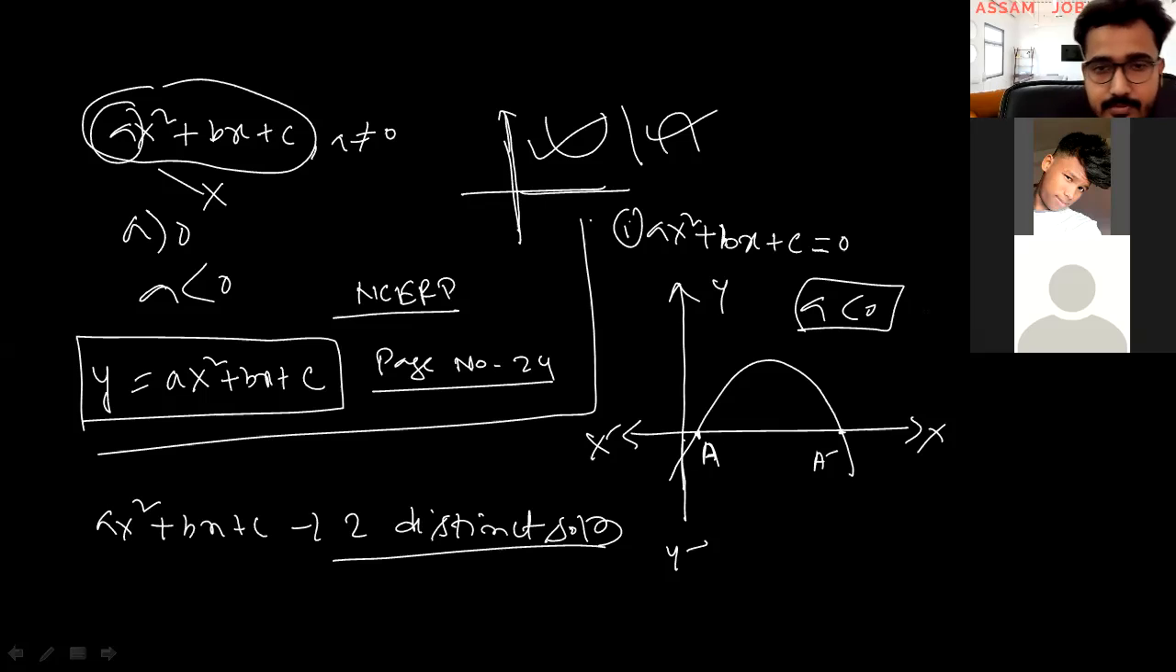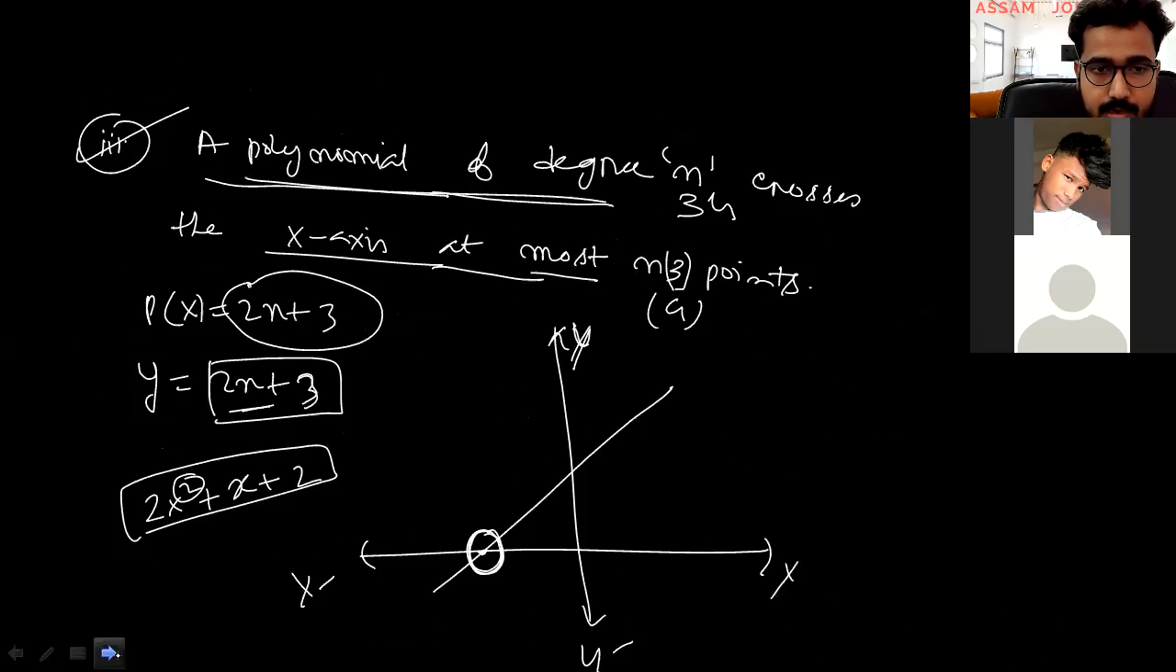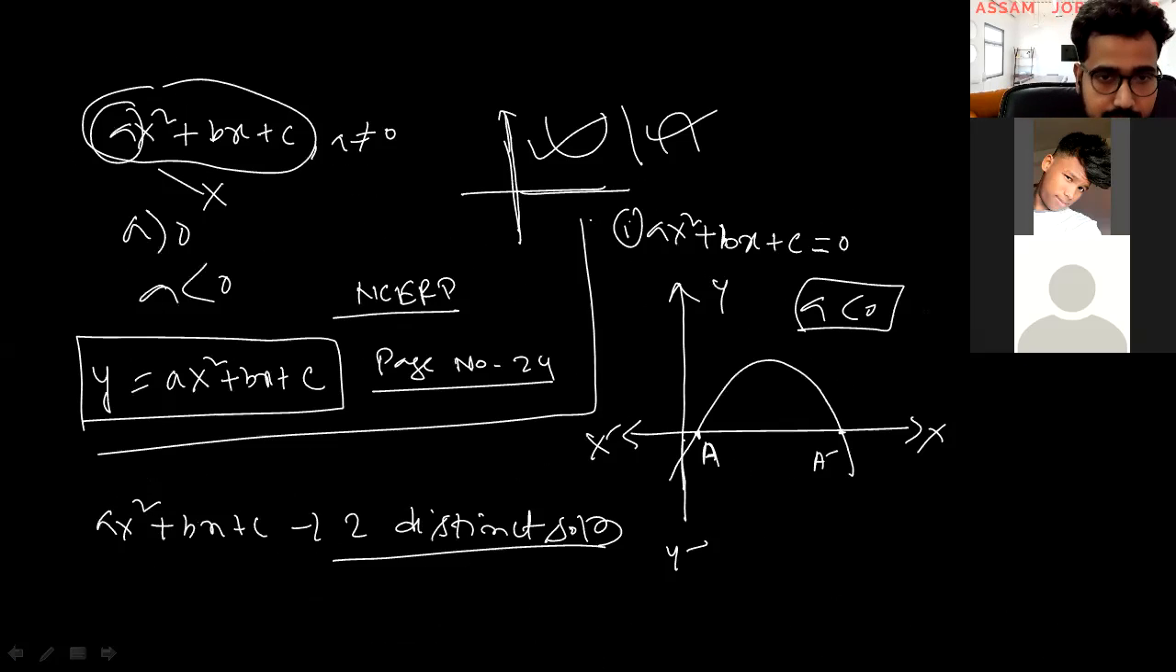But since the graph is a downward parabola, that means this one, see this one, upward like and downward like. So since it is downward like, when will it be downward like? When the value of a is less than 0, then it will be a downward parabola. Okay. This is number 1, then see the second graph.